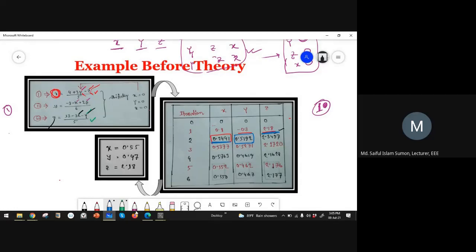Okay, so that means the difference between them, whether the solutions are very close to each other or not. Suppose after 6 iterations, you can see the x, y and z values are something like this. If you compare with the previous values of x, y and z, then you will be able to see that 2 digits are the same, up to 2 digits after the decimal point.